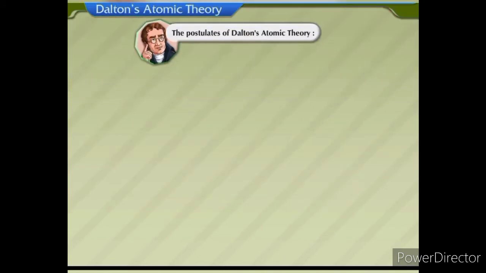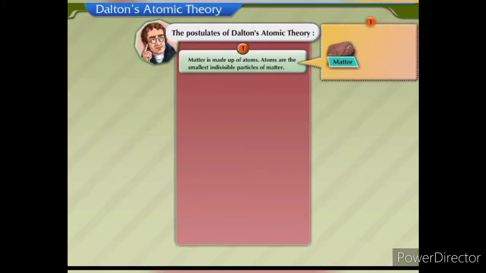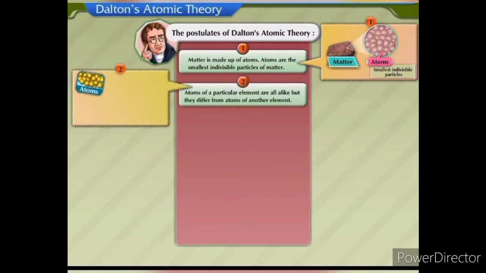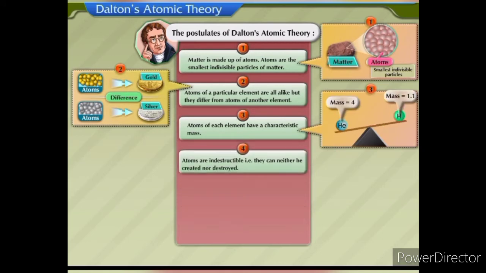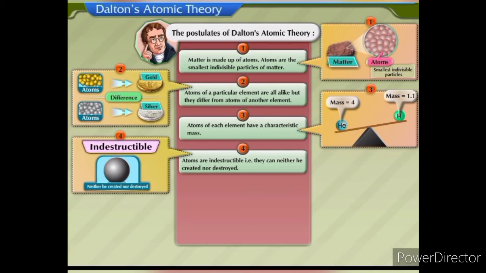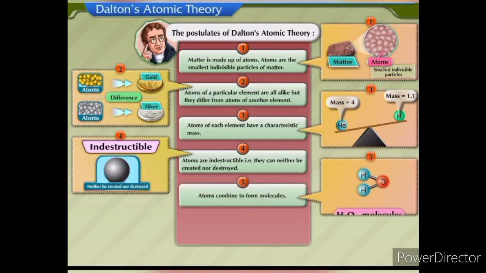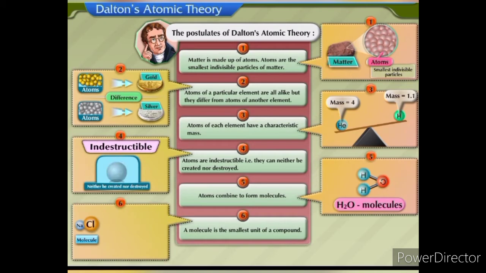The postulates of Dalton's atomic theory are: Matter is made up of atoms. Atoms are the smallest indivisible particles of matter. Atoms of a particular element are all alike, but they differ from atoms of another element. Atoms of each element have a characteristic mass. Atoms are indestructible, that is, they can neither be created nor destroyed. Atoms combine to form molecules. A molecule is the smallest unit of a compound.